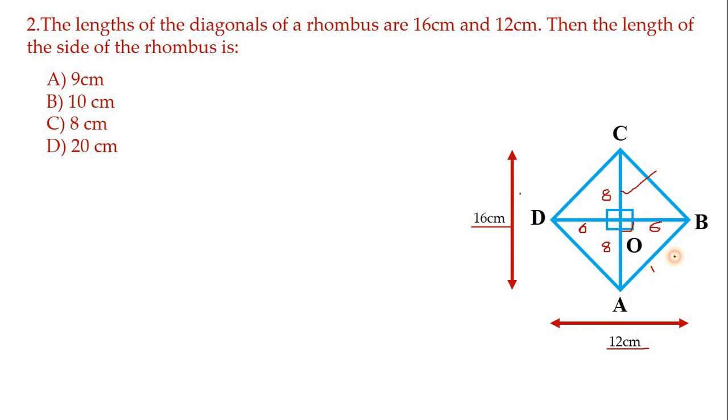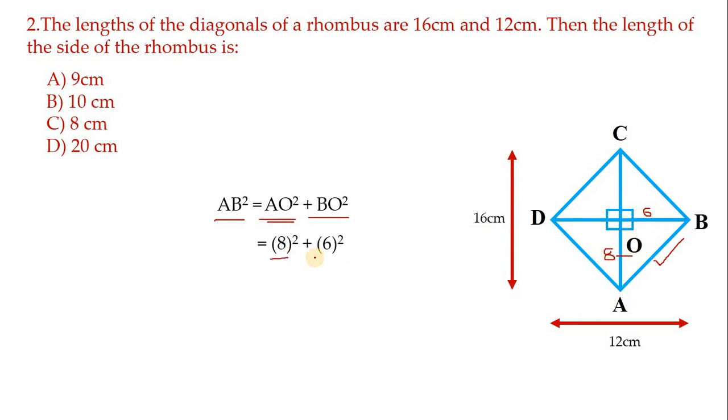Now I can use the Pythagoras concept for the triangle AOB. Now look at triangle AOB and apply the Pythagoras theorem. The hypotenuse is opposite to the 90 degrees, that is AB. Hence AB square equals AO square plus BO square. Substitute the values: AO will be 8, children, and this will be 6. So 8 square plus 6 square. 8 square gives 64 and 6 square gives 36. Add these two, we get 100.